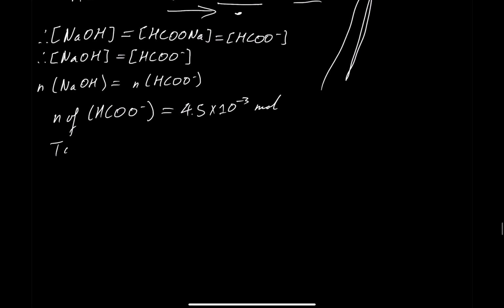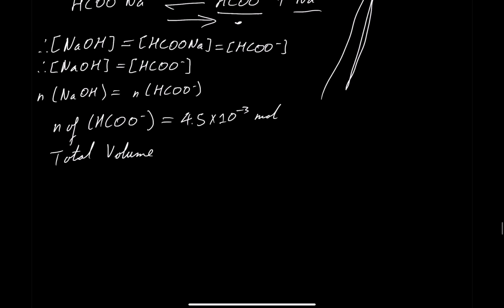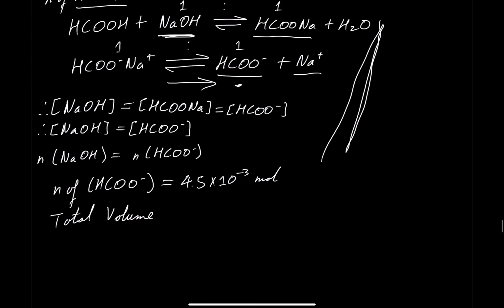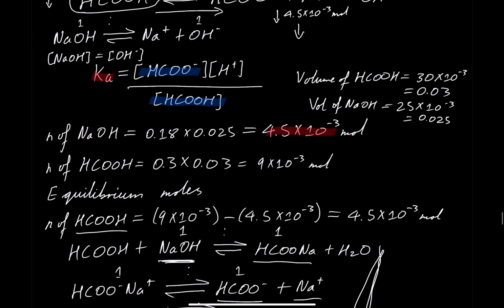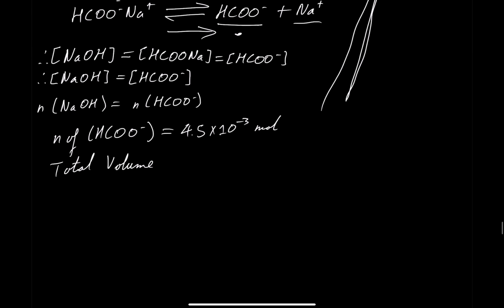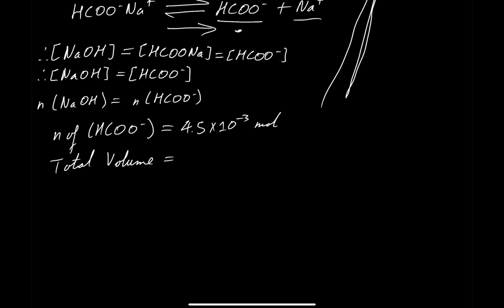So the total volume of our solution, we already said the one is 0.03 plus, so 30 plus 25, right? That's 55. I don't know why I said 40. So 0.03 plus 0.025 is equal to 0.055 decimeters cubed.